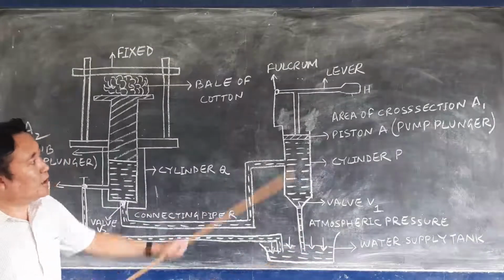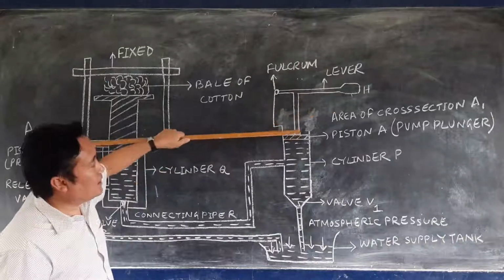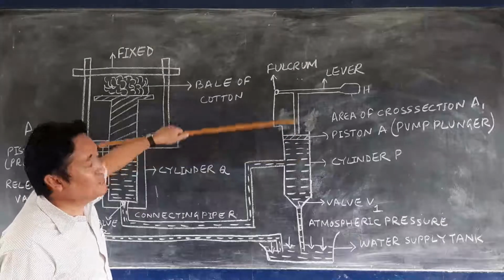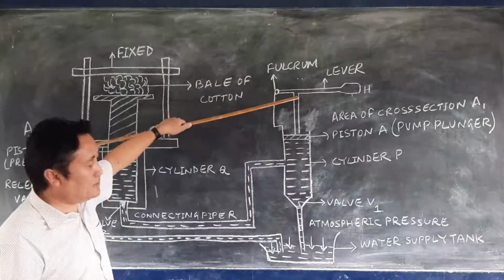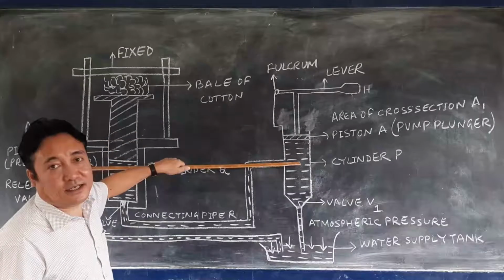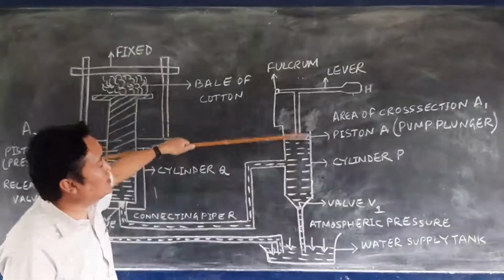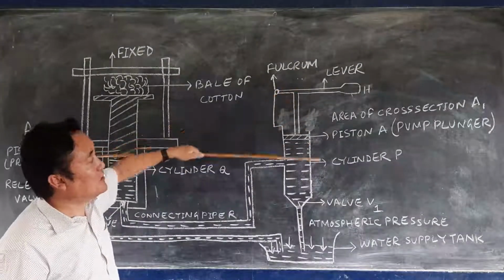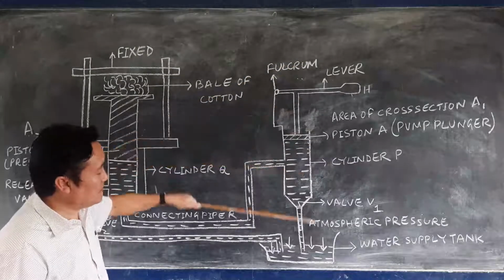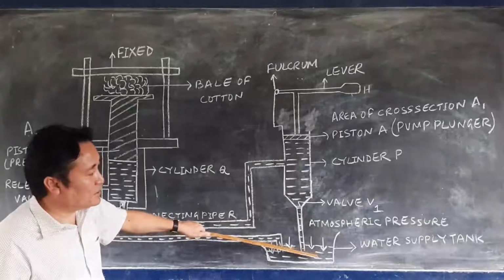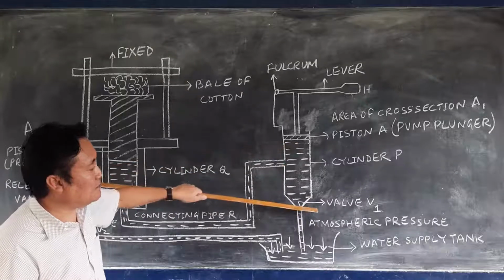I have explained that. Now what happens is that this handle is moved up. First of all, this handle is moved up. When the handle is moved up, the pressure gets decreased, and therefore this valve will open. By moving the handle up, the piston A will move up. When the piston A moves up, the water from the reservoir or from the tank passes into the cylinder P by opening the valve.